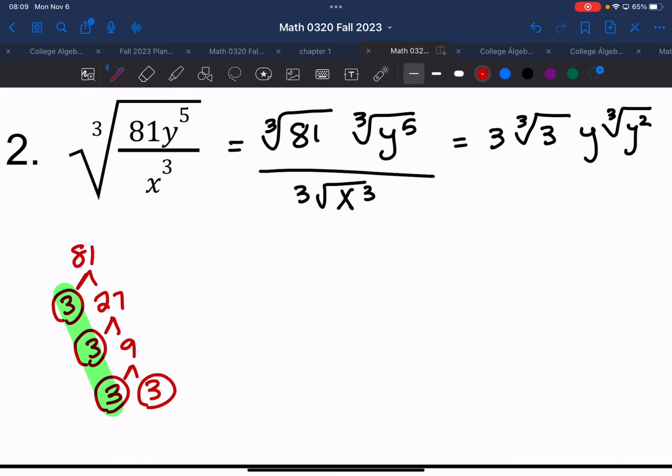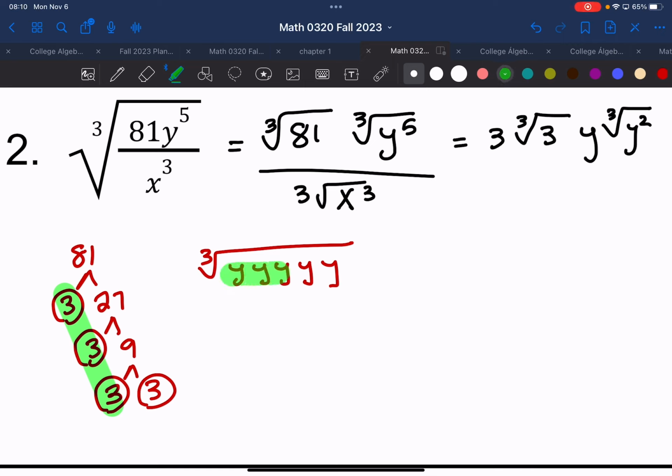And you could get this same thing if you did the y 5 times. So if we did y 5 times and did a pair of 3, notice we took out 1 of those y's and we had 2 left on the inside. So 2 different thought processes to get the same answer.